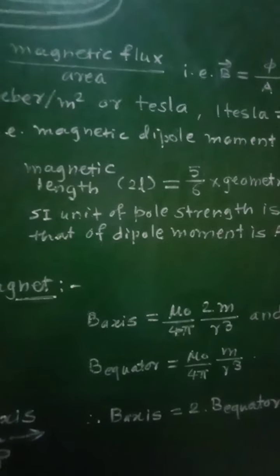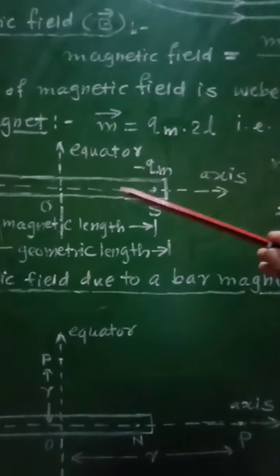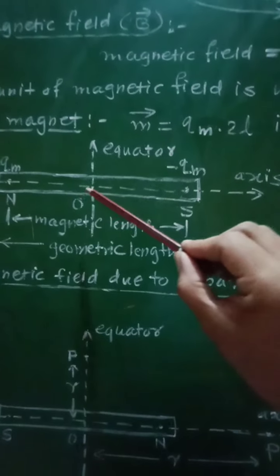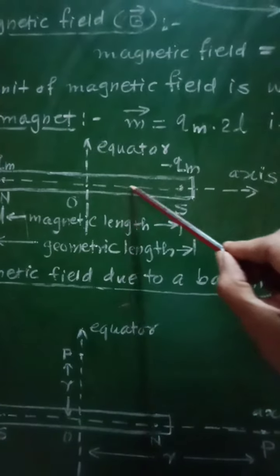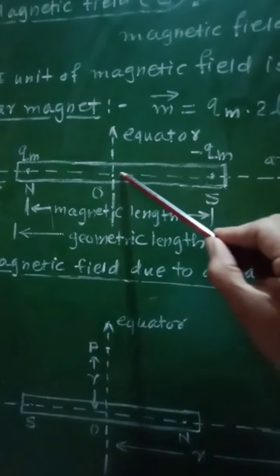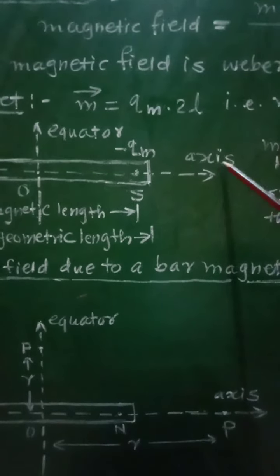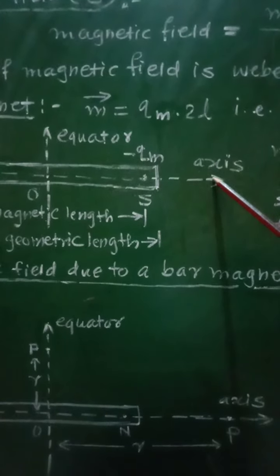So this will be regarding the bar magnet. Similarly, if you consider this bar magnet, this is the line which passes through the two poles of the magnet, which is called the axis of that bar magnet.